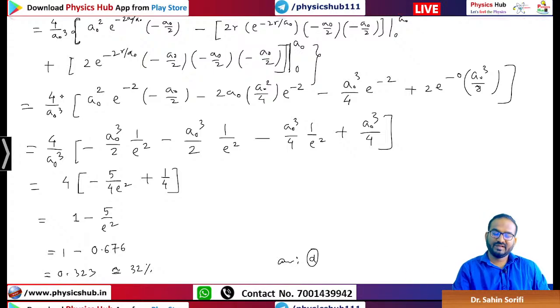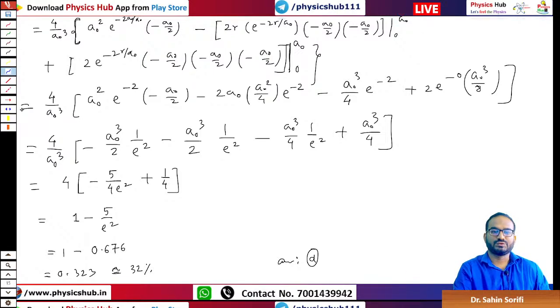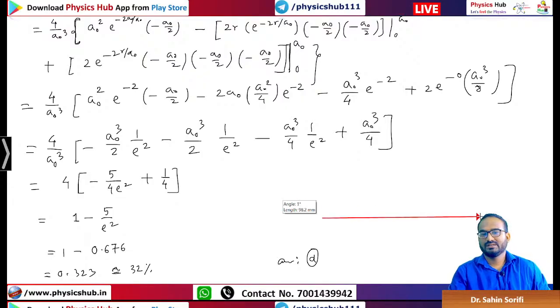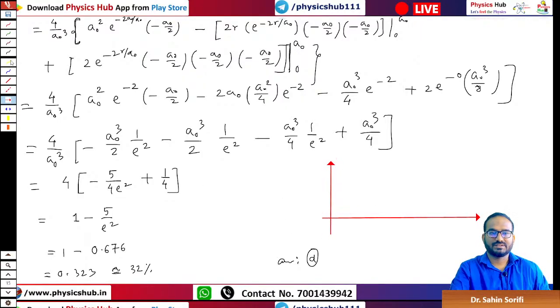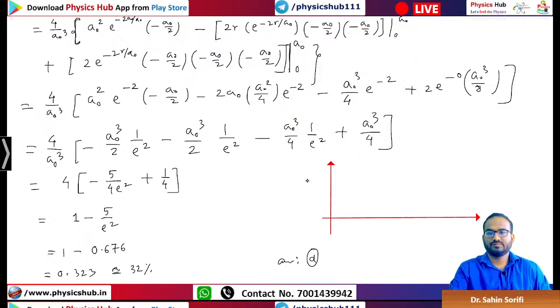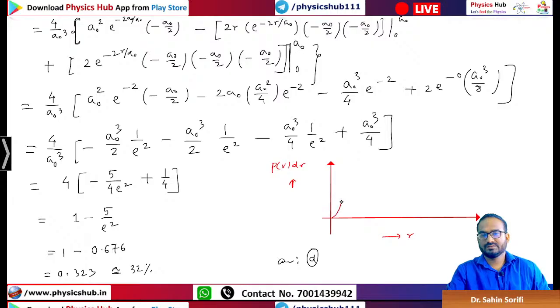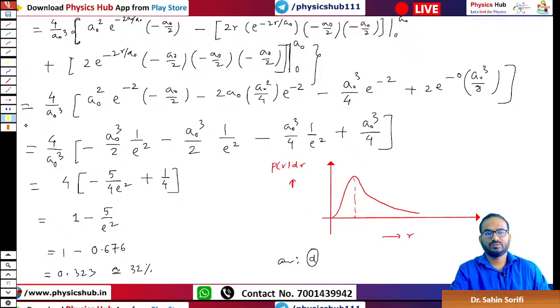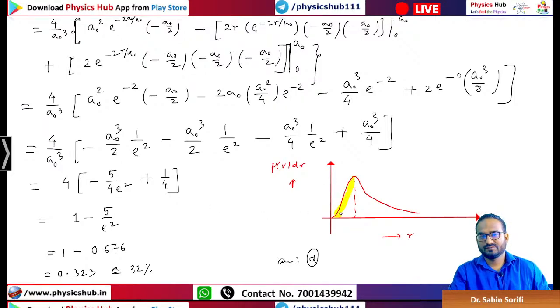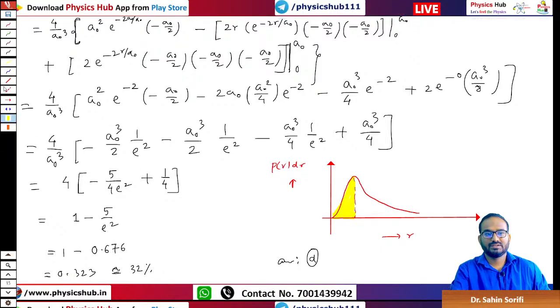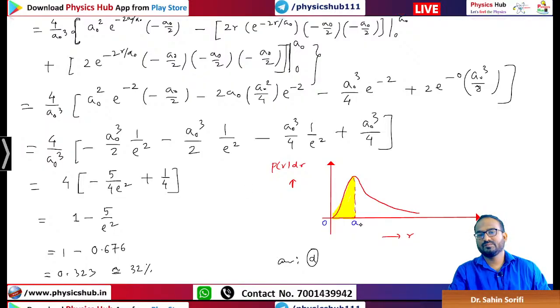Okay, is it clear? Now, just simple logic we can use. If for the ground state, the probability density P of r dr versus r looks like this, and I am saying that this is 32%, what does it represent? It represents the probability in the ground state to be within the Bohr radius. Within the Bohr radius, it is 32%.